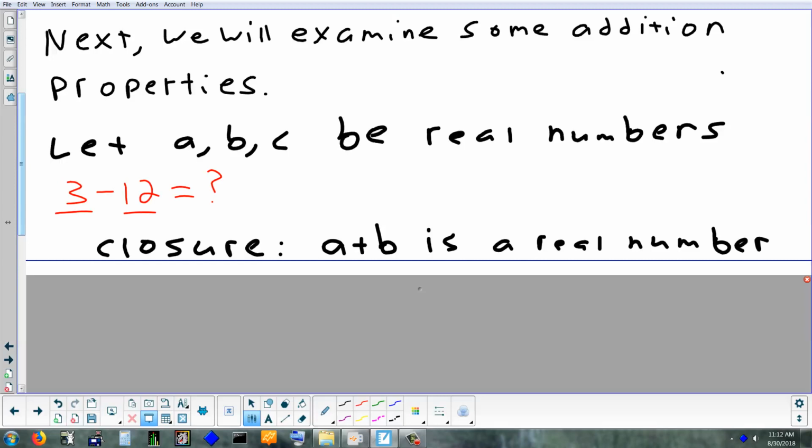So addition is closed under real numbers. In fact, pretty much everything is closed. If you add real numbers, you get a real number. If you subtract real numbers, you get a real number. If you divide them, or if you multiply them, you always get a real number.